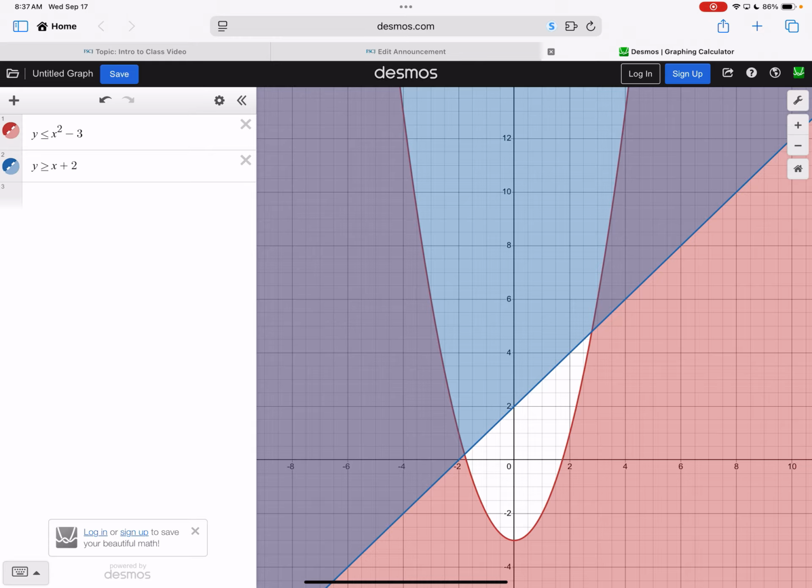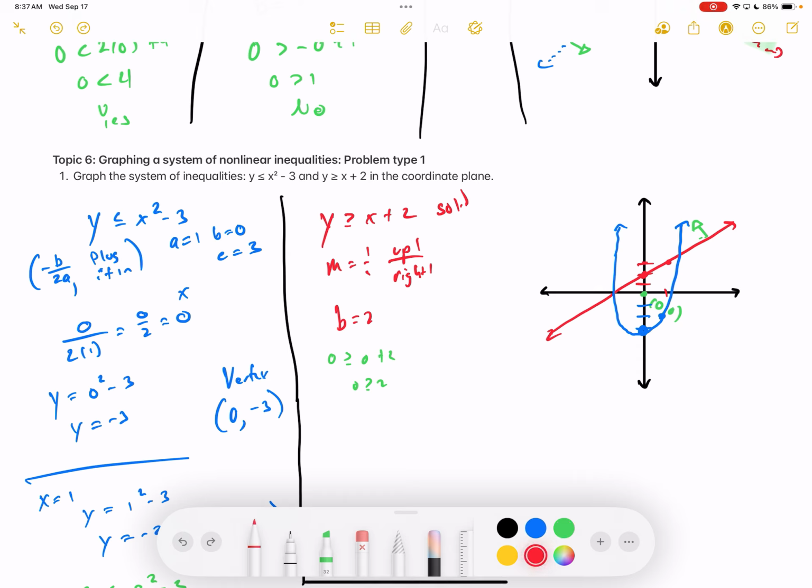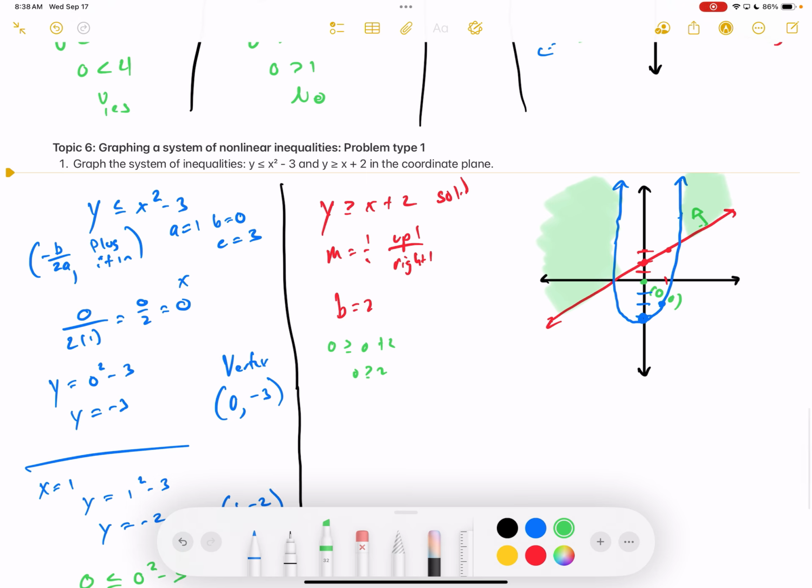I have to be above the red line and outside of the blue line. So my shading would be like this area and this area. So on the parabola, it's more like inside, outside. Like, is 0, 0 inside? If it's true, then you shade on the inside. If it's not true, you shade on the outside.